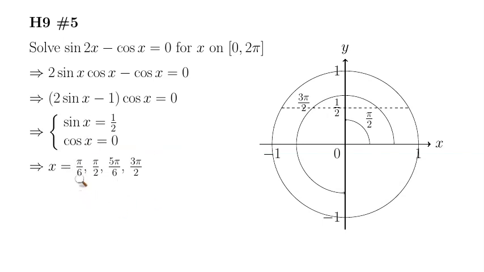You can see that pi over 6 and 5 pi over 6 will make sine of x equal 1/2, and then pi over 2 and 3 pi over 2 will make cosine of x equal 0. So we have four x values as solutions of this equation between 0 and 2 pi. All right, that's it. I hope that this was clear.